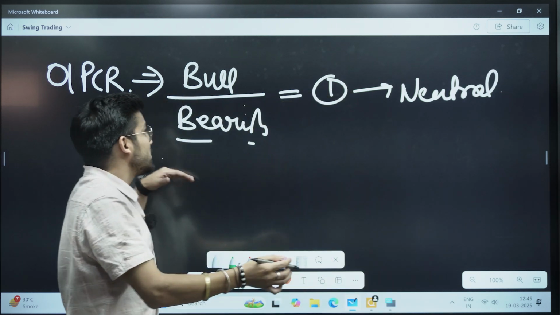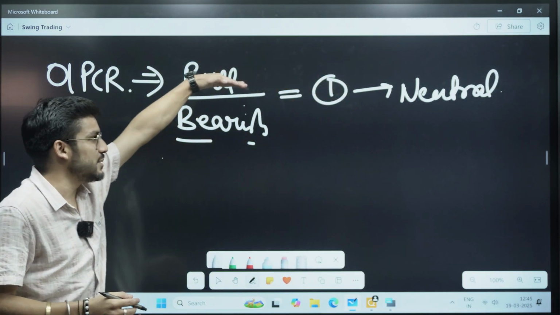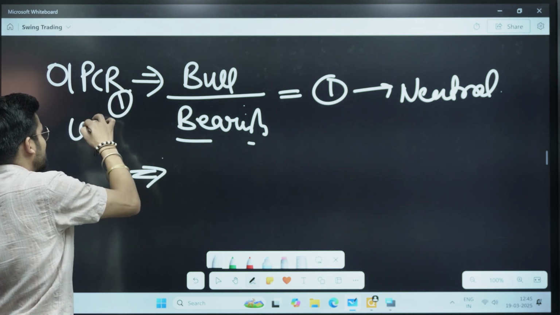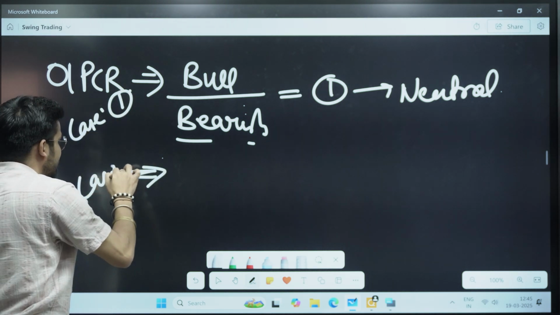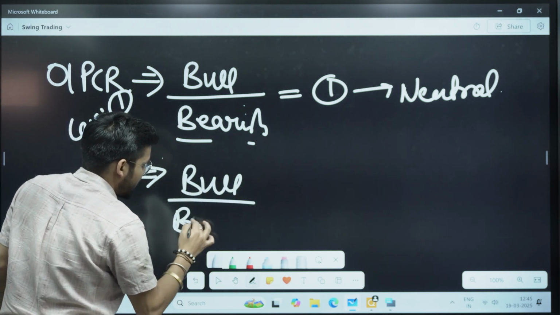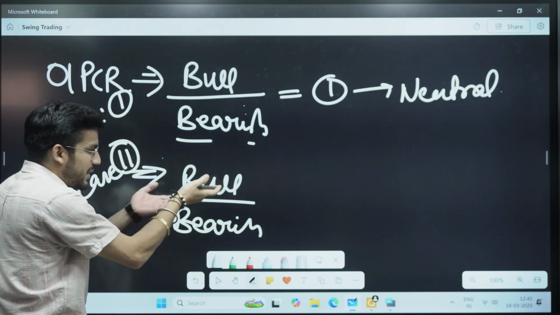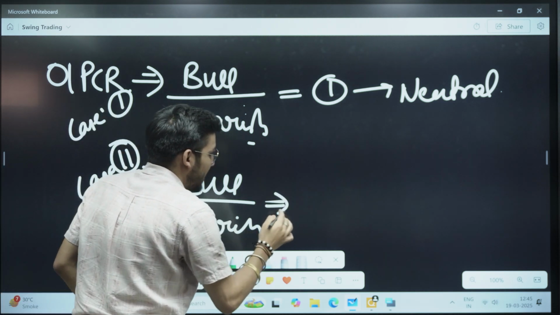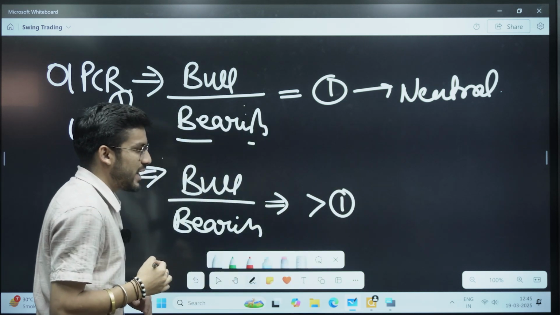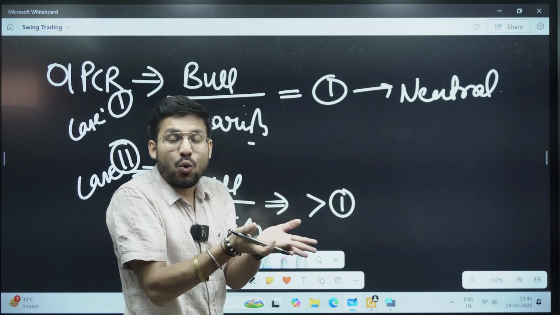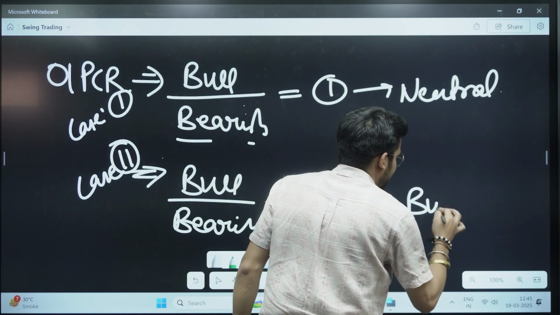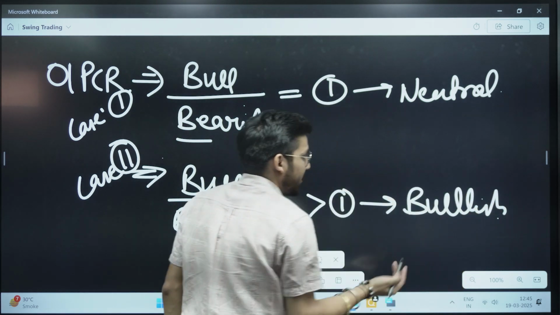It means the sentiments will be neutral in the market. If my OI PCR is 1, the sentiments are neutral because the bulls and bears are equal in the market. This will be the first case. Now let's see the second case. In case two, if the bulls are more than the bears, then the ratio will be greater than 1. If your OI PCR is greater than 1 and gradually increasing, it means the sentiments are bullish in the market.